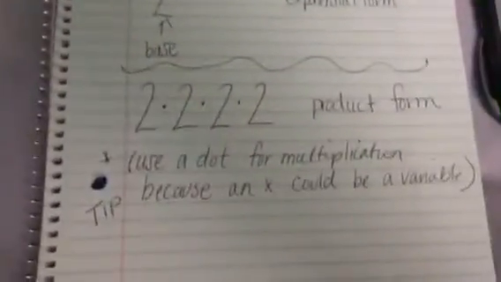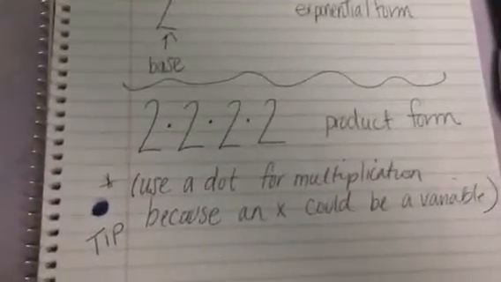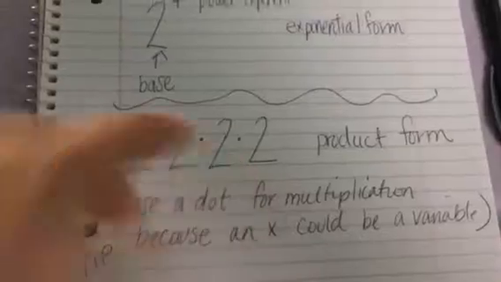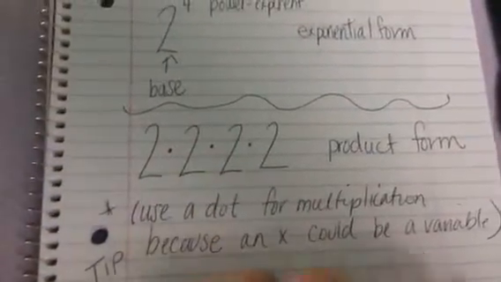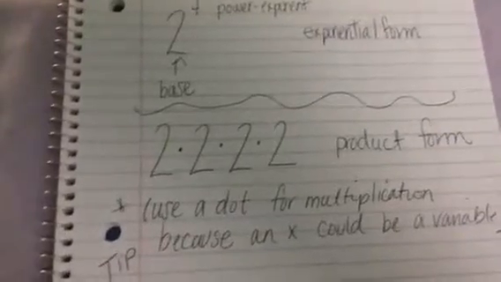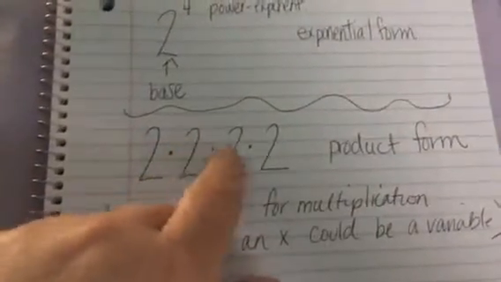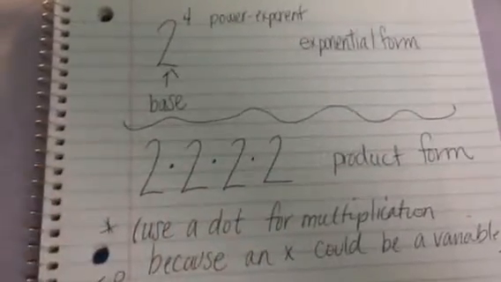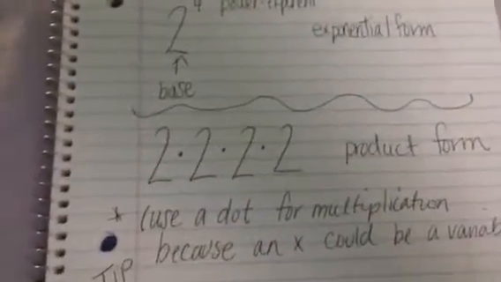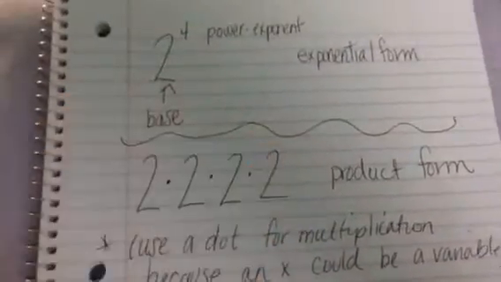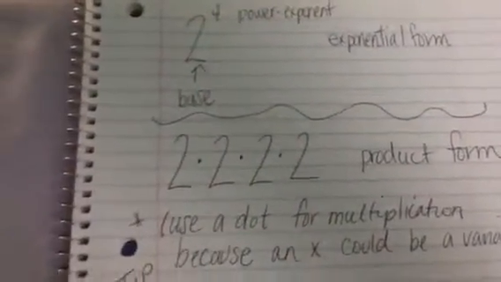Now I have a little tip for you that I really pushed my kids to follow when I taught math. We always use a dot when we write out a string of numbers for product form, because we know that an x can be a variable. And if I have 2x2x2x2, well, I could come in later when we talk about expressions, and that x could stand for 4. So really I have 2 times 4 times 2 times 4. So it's just a lot easier, and it saves you a little hassle if you just put the dot.